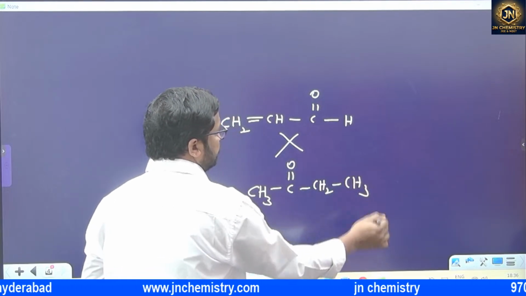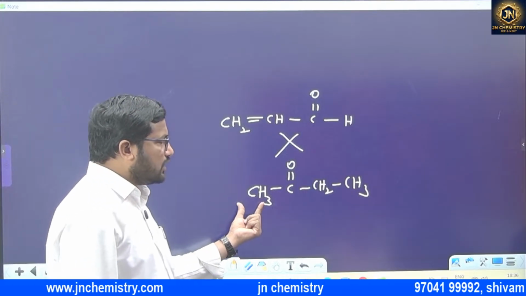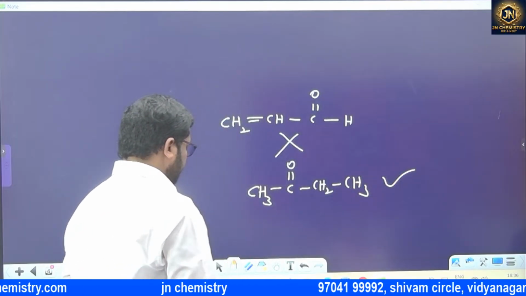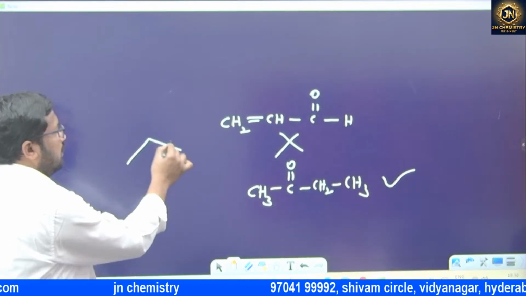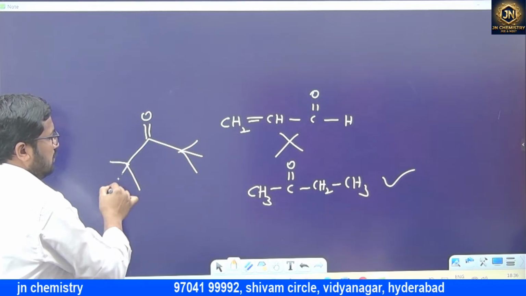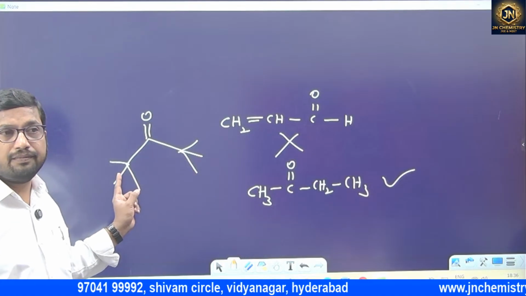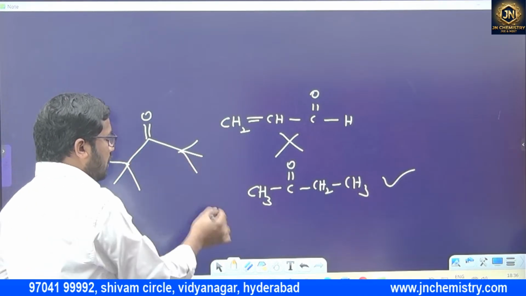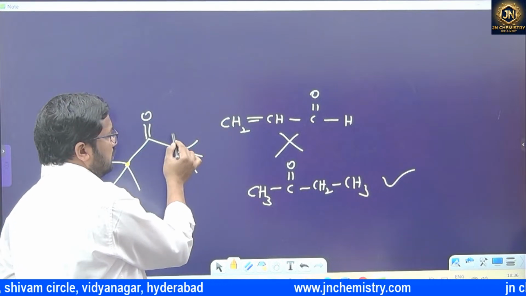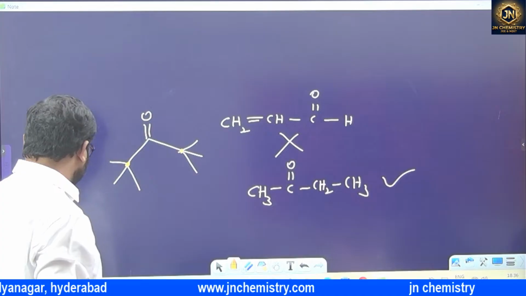In this case, tautomerism is possible. Obviously possible, this is alpha, alpha. Alpha hydrogens are there, so it is possible. For example, in this case tautomerism is possible. In this case, no, because here the alpha carbon is there, but there are no alpha hydrogens. Done? Clear, everyone?